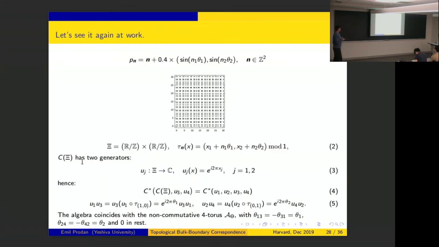So let's see it again at work. So here is a pattern in 2 dimensions. The points are labeled by Z2, and now it turns out, so one should think of this as a perfect lattice perturbed by this term. The hull is the 2 torus. We have the dynamical action of Z2. In this case, it turns out that the algebra is the non-commutative 4 torus. So we are seeing the 4-dimensional integer quantum Hall effect in a 2-dimensional system.